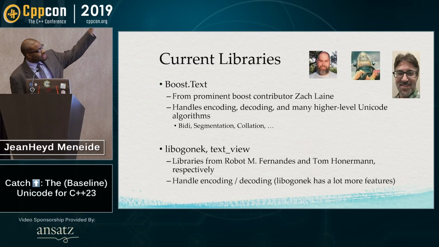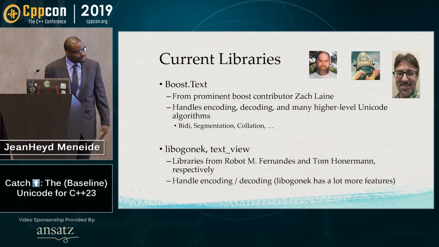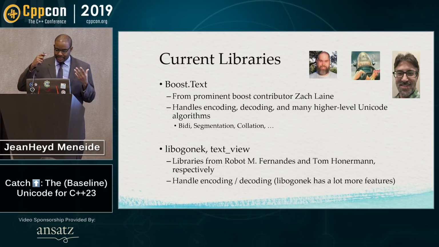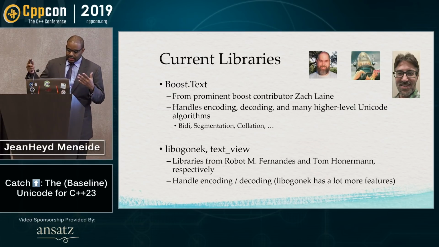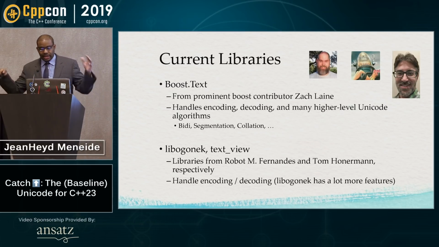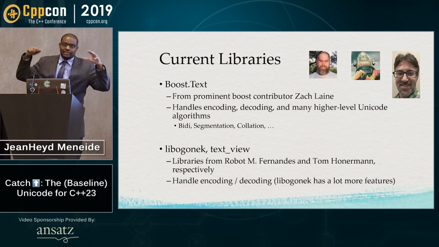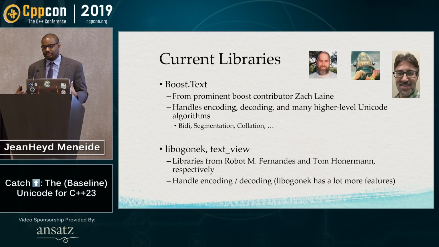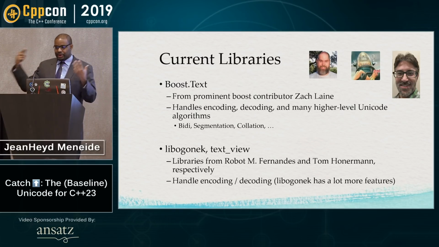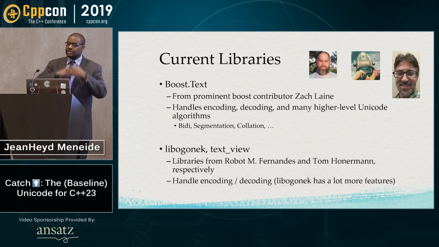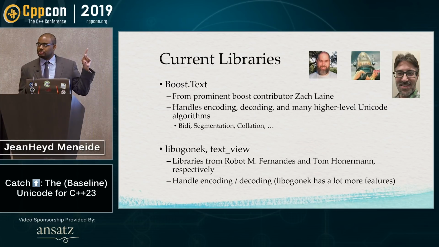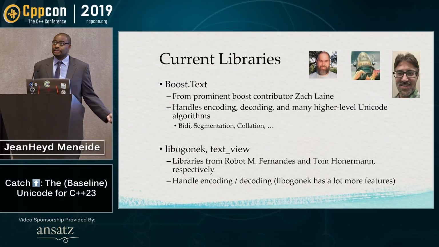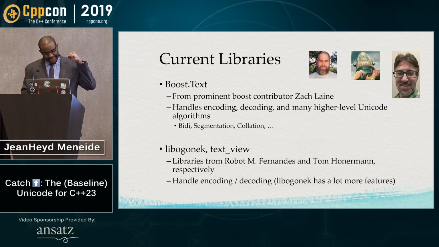But there are some good libraries that are more current. So Boost.Text is something that Zach Laine, the first guy there with the handsome beard, made. What he does is handle encode and decode and a lot of the higher-level algorithms, and he did a from-scratch, clean room implementation of it. So it includes bidirectional algorithms, segmentation, collation, a bunch of stuff. I don't think it includes regex because that's really hard, but if you want to do that, just talk to Hana Dusíková.